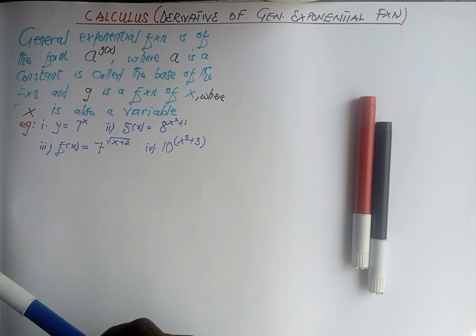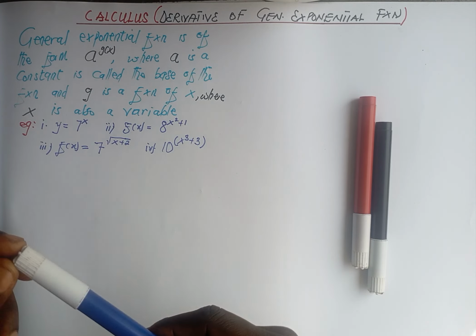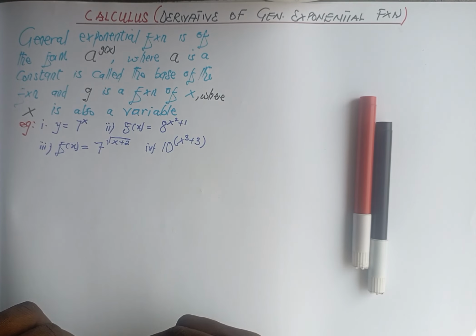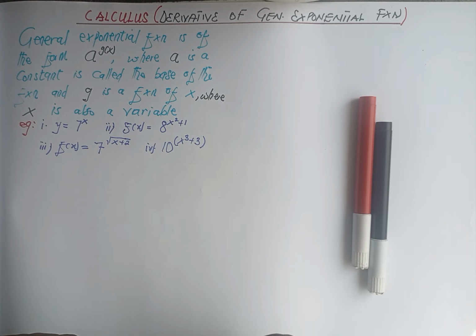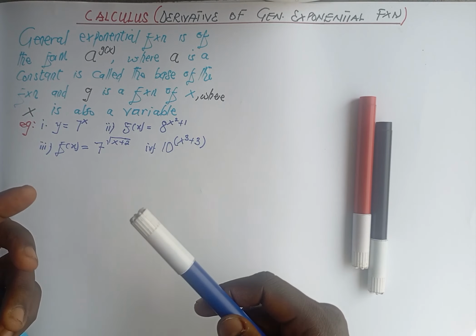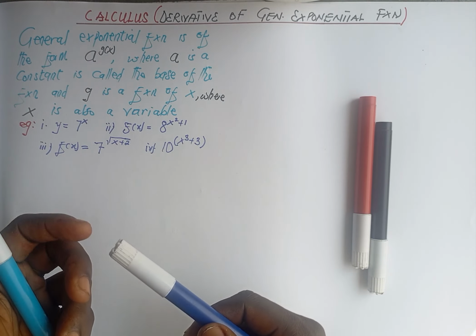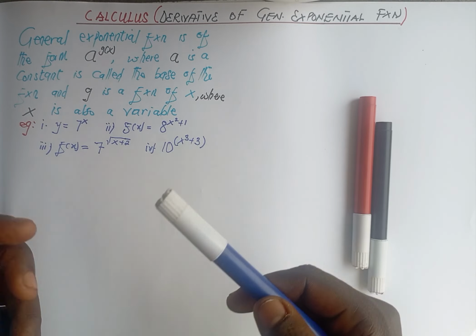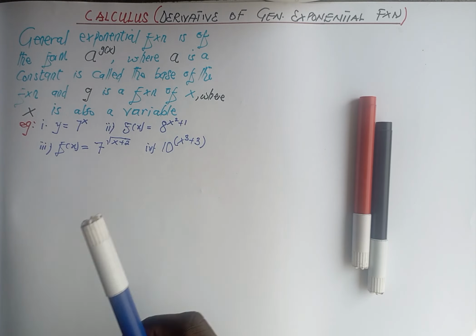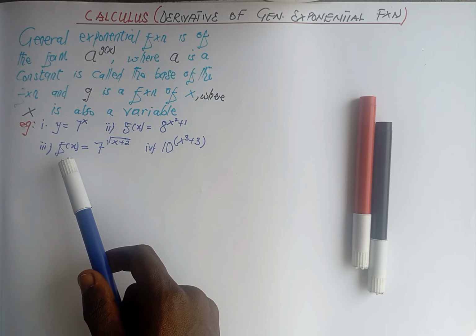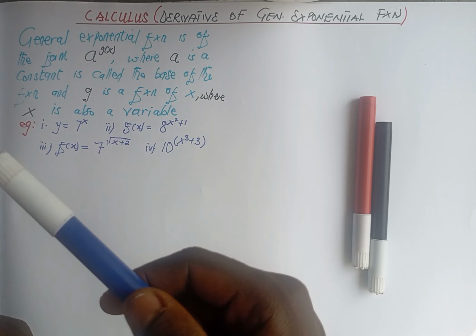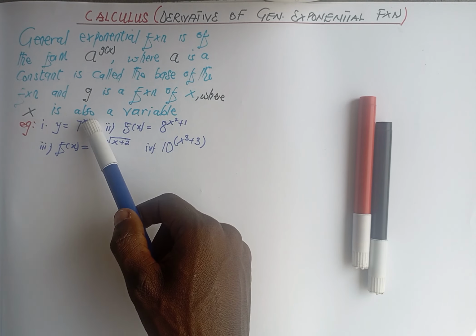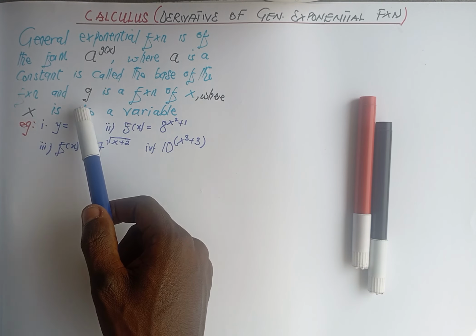So, when we talk about a general exponential function, we are talking about a function of the form a exponent g of x, where a is a constant called the base of the function, and g is a function of x, and we know that x is also a variable. An example is when you have y equals 7 exponent x. Now we all know that 7 is a constant and it is raised to a power of x, which is a variable, so we can classify this function as what?